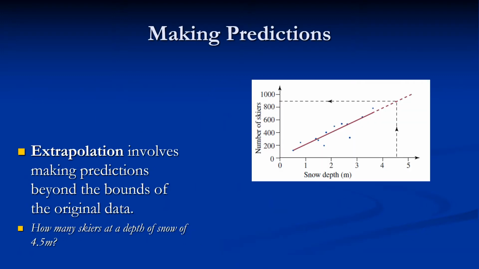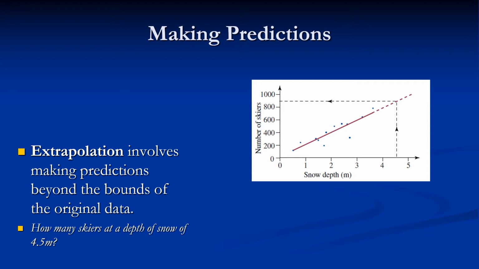So if we have a look at our scatter plot on the right, we've got a graph here with snow depth and number of skiers. It's something that you might see on a holiday season at a ski resort. It looks like a positive trend, and the dots are fairly close to the line, so there's a good correlation there.